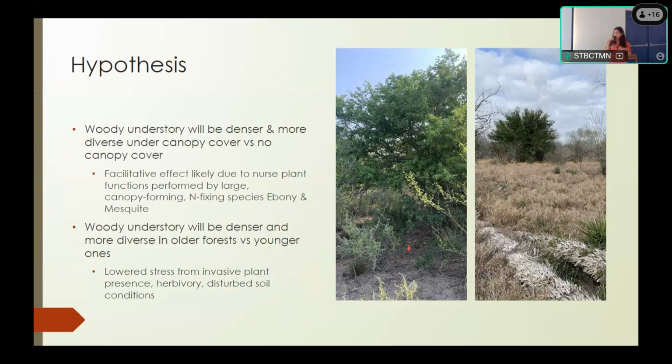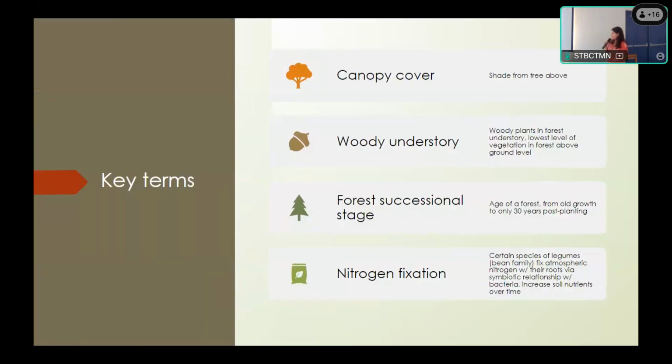The second part to this hypothesis is very similar to the first one, but it has to do with the age of the forest instead of canopy cover. So we think that the woody understory will be denser and more diverse in older forests compared to younger ones. And this is likely because of lowered stress from invasive plant presence, herbivory, and disturbed soil conditions, which are all of the stressors that you would find in a recently reforested area.